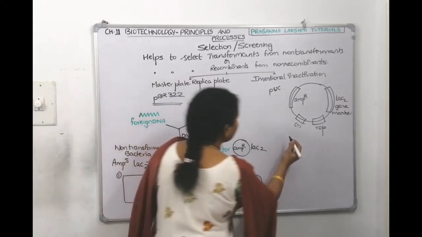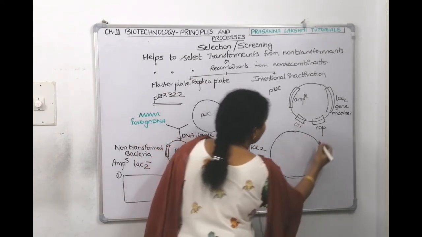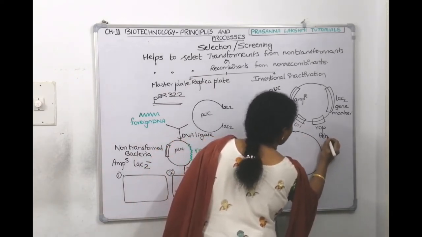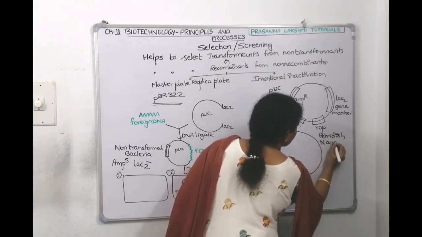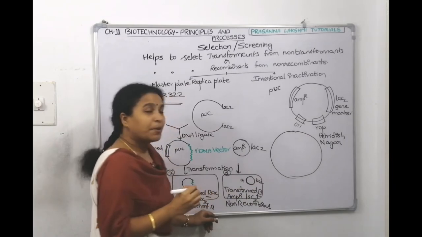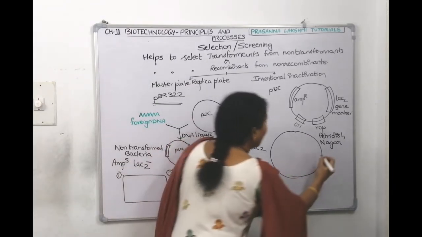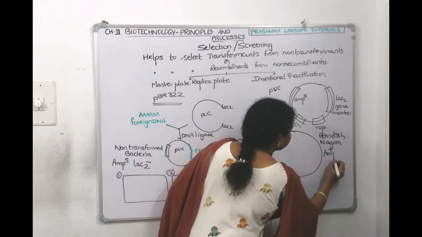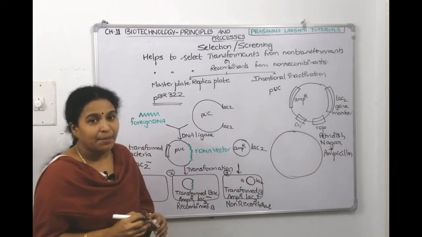Take a petri dish. Prepare nutrient agar solution, solidify the medium, pour it inside, and add the antibiotic ampicillin.